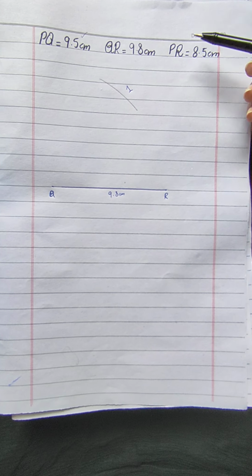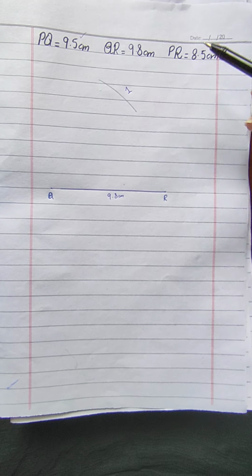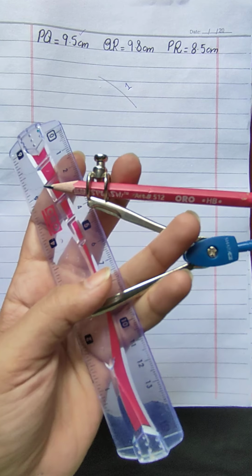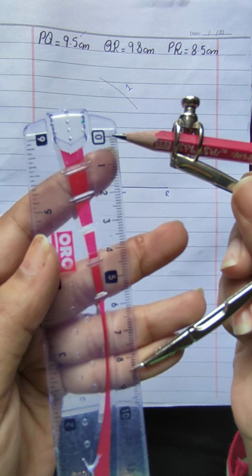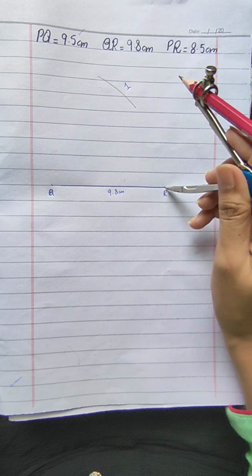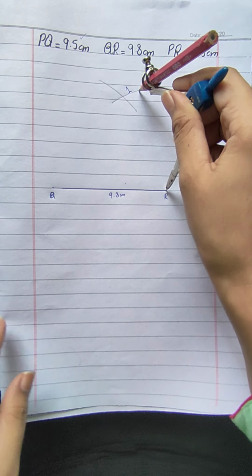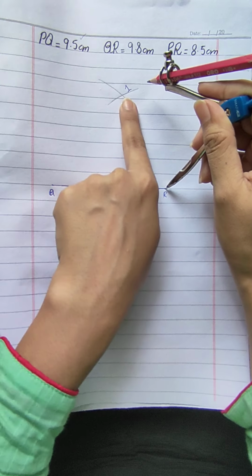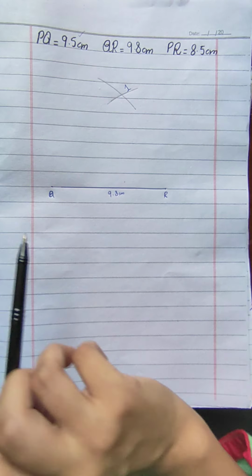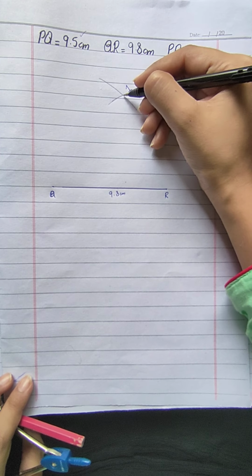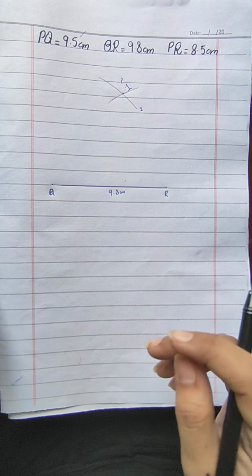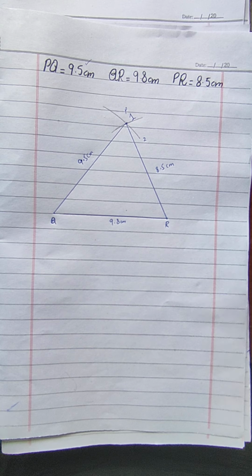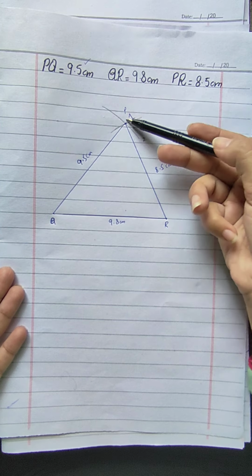We will draw the next length, and the last one, PR is equal to 8.5 centimeter. The same thing, open your compass up to 8.5 centimeter. You can see it is exactly 8.5 centimeter. Now put your compass on R and draw another arc which cuts the first one. We will draw the second arc which cuts the first one at point P. Give it the name second one, and this is the point P. Now we will join point P with Q and P with R. You can see it is our required triangle PQR.